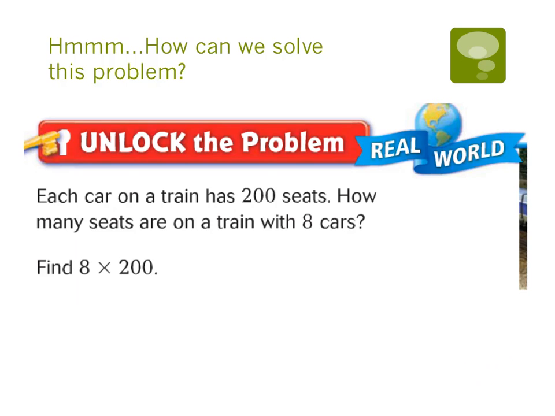Now, let's think about how we could solve this problem. If each car on a train had 200 seats, how many seats are on a train with 8 cars? 8 cars with 200 seats in each could be solved by multiplying 8 times 200.